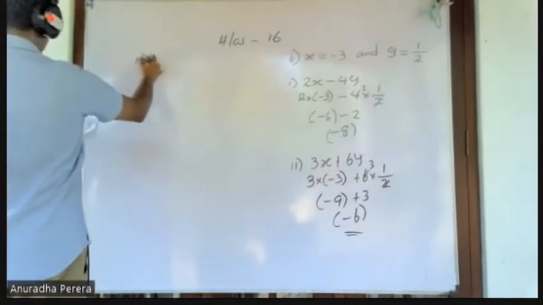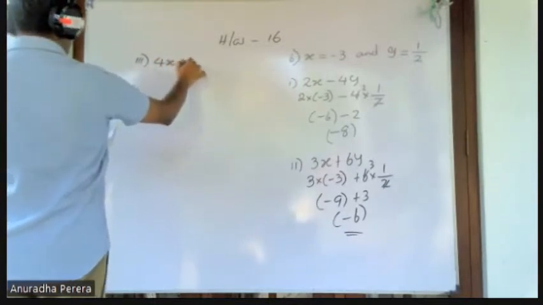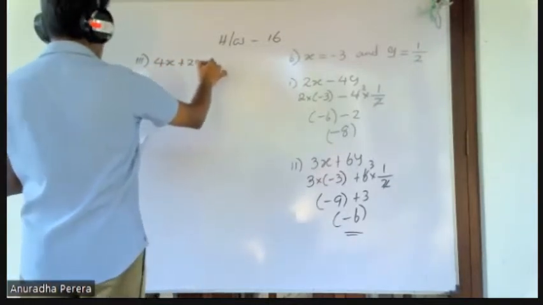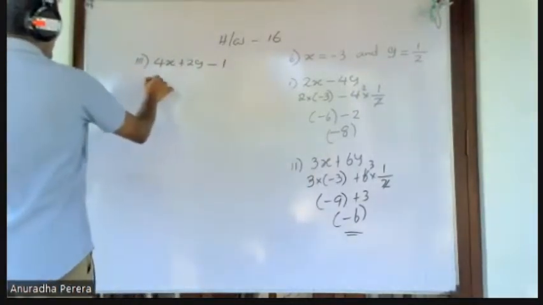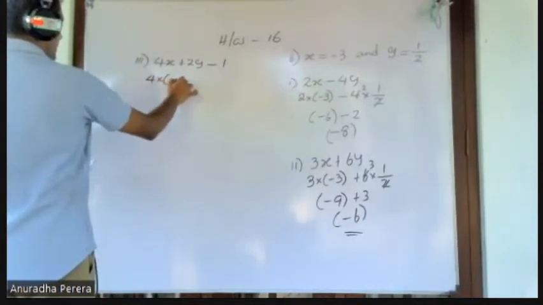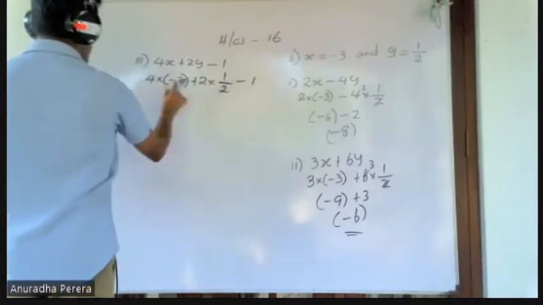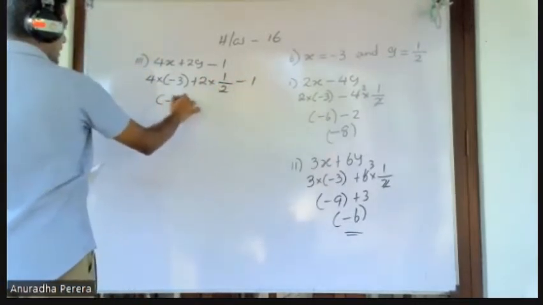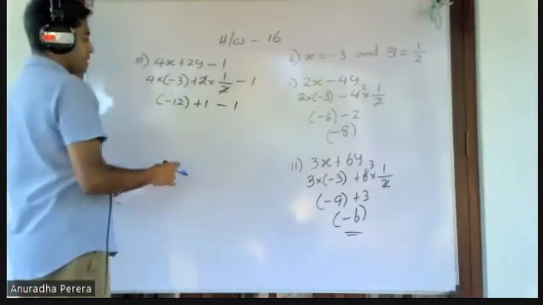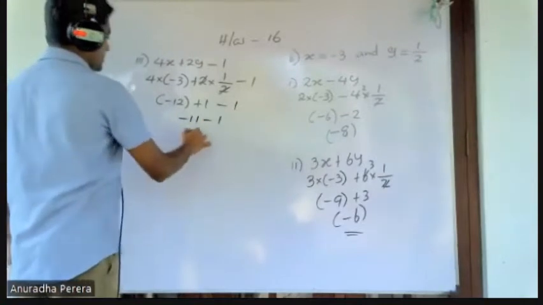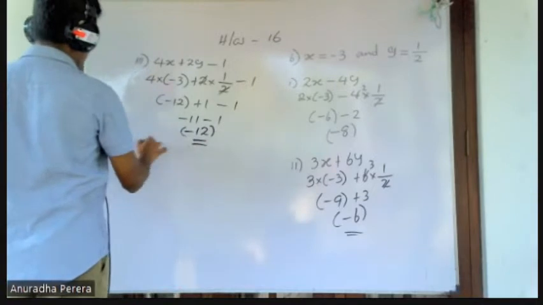Third one, 4x plus 2y minus 1. Right? 4 times -3, 2 times half, -1. The value here is -12. And what is this? +1 -1. -12 plus 1 is -11. The final answer? -12. Yes, -12.